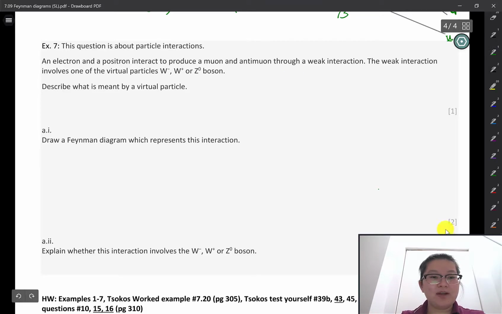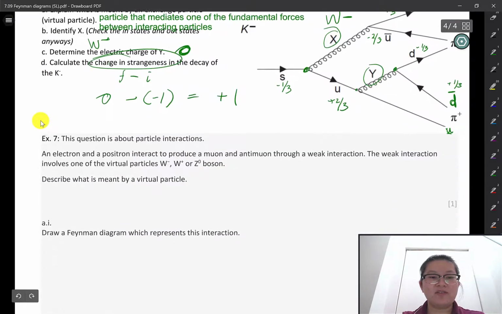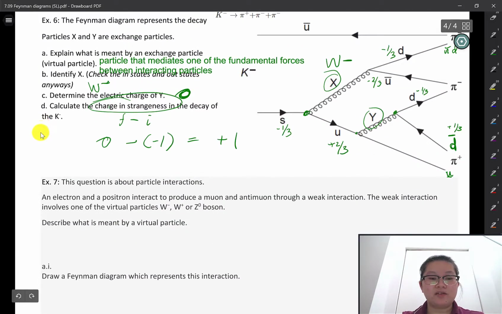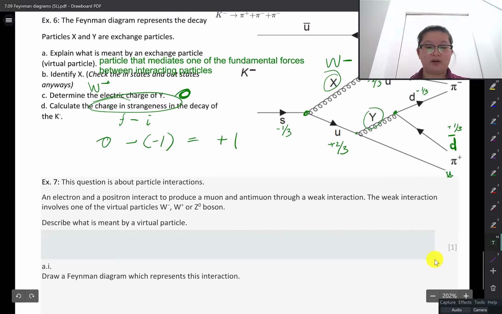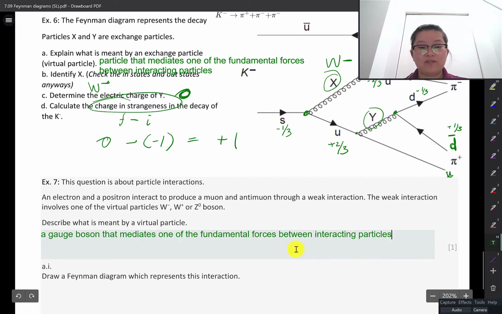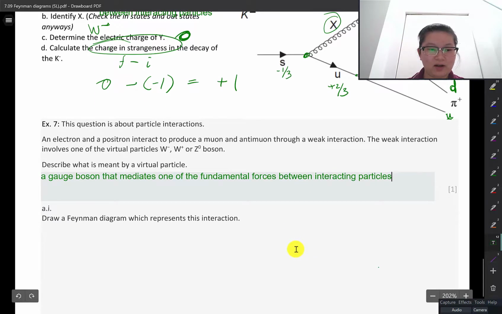Describe what is meant by a virtual particle. So it's going to be very similar to the top over there. So let's just type this one in. It's only worth 1 mark. So it's a gauge boson that mediates one of the fundamental forces. So that would be the gravitational force, the electromagnetic force, the weak force, as well as the strong nuclear force. So that was just hopefully 1 mark.